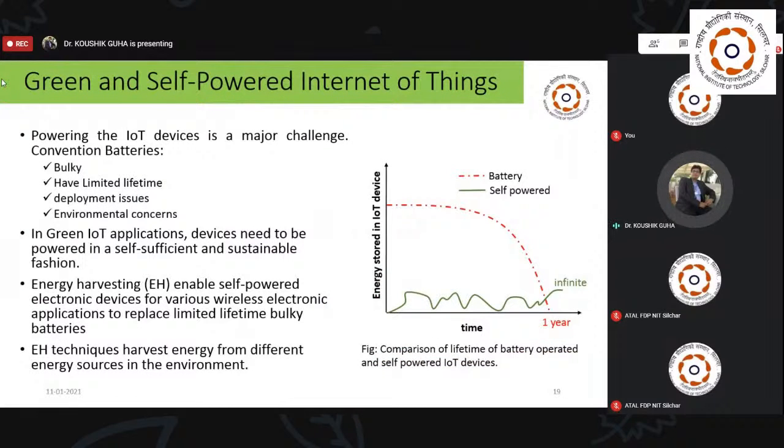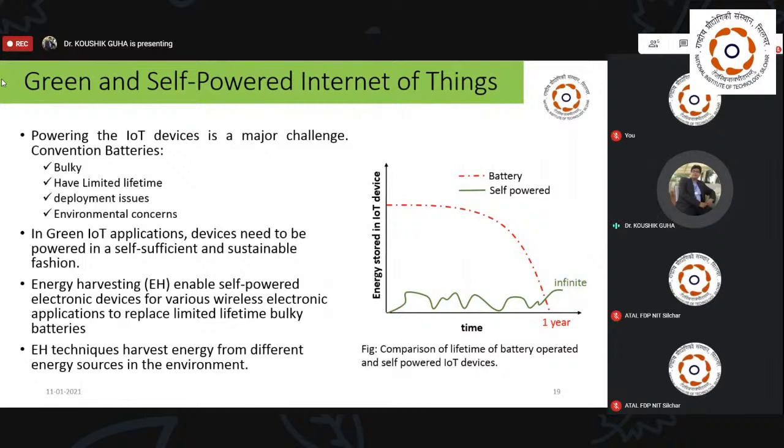Powering the IoT devices is a major challenge, because the conventional batteries have some disadvantages. What are the demerits? It is bulky, it has a limited lifetime, and there are deployment issues, because in a hostile environment, in a forest or in a hilly region, we cannot go and replace it. Then environmental concerns. So in green IoT applications, devices need to be powered in a self-sufficient and sustainable manner. So energy harvesting will enable self-powered electronic devices for various wireless electronic applications.